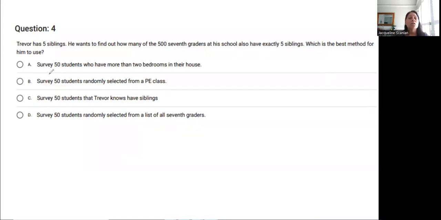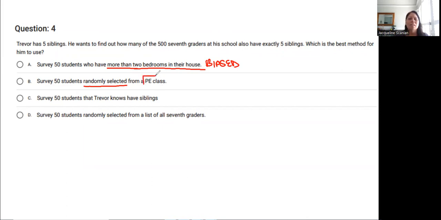Answer A says he should survey 50 students who have more than 2 bedrooms in their house. I think that you already know how to feel about that one. If you have more than 2 bedrooms in your house, it probably means you have a bigger family, right? People who have more than 2 bedrooms oftentimes have more than 1 child. So this might show bias. I'm already saying I don't like this. Answer choice B says survey 50 students randomly selected from a PE class.